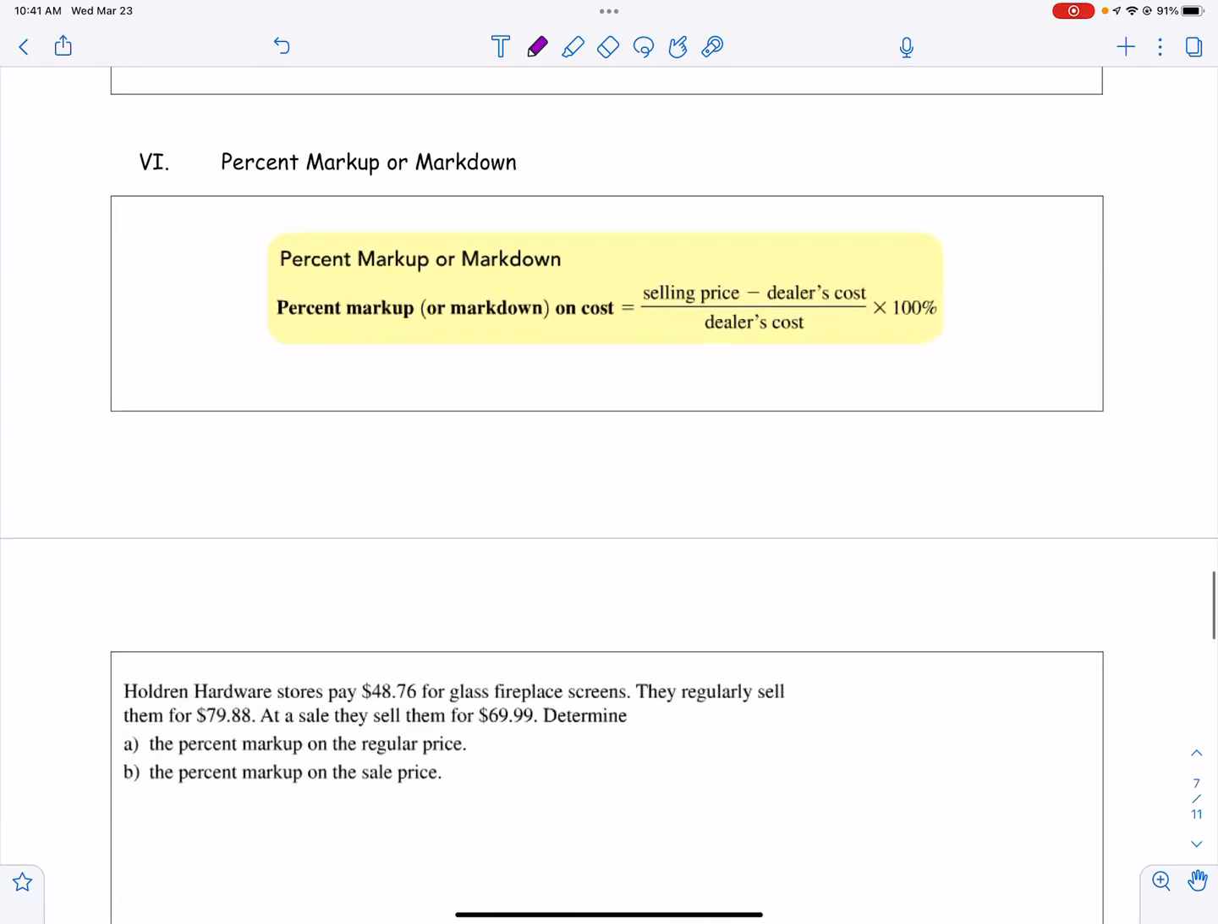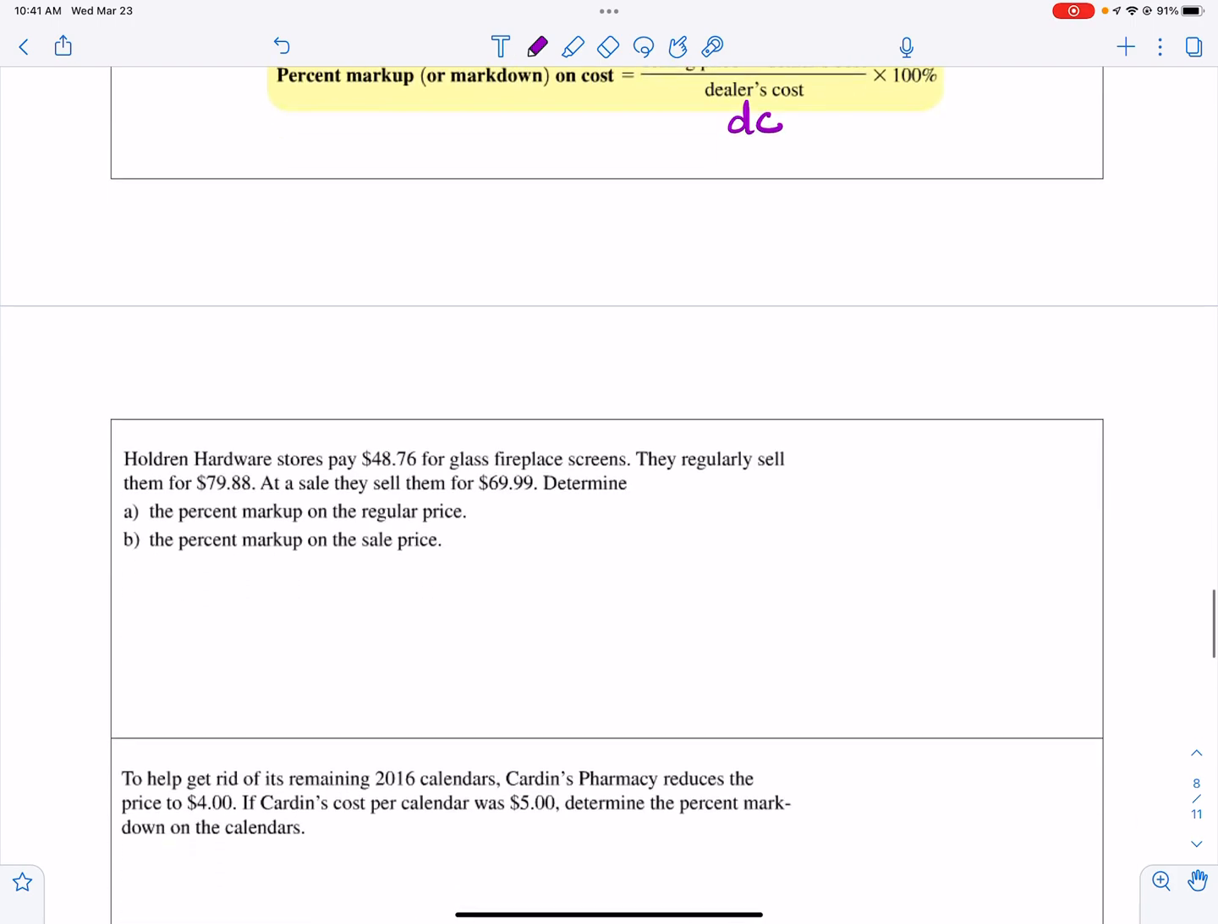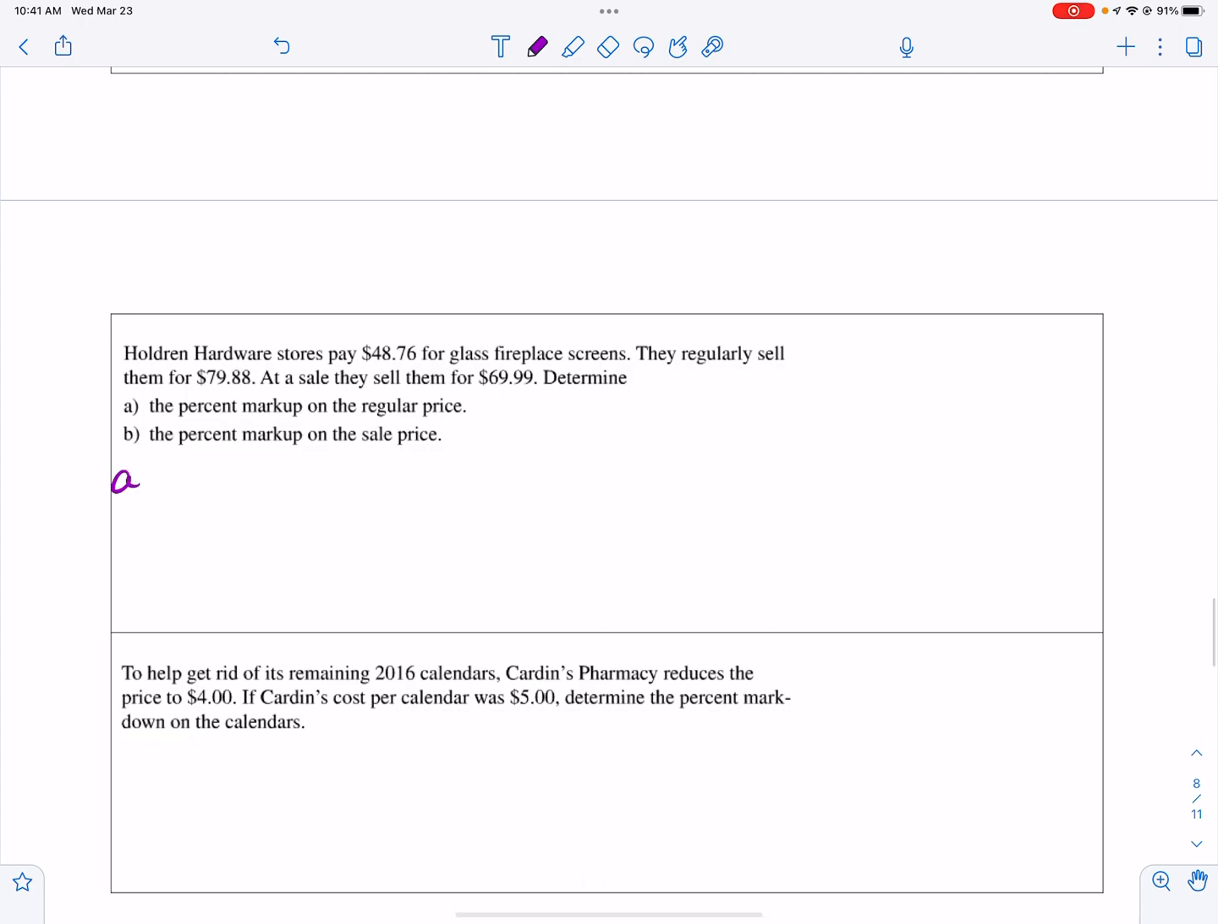Now we're going to look at the same idea, but we're going to be talking about percent markup and markdown. So markup, obviously, is an increase, and markdown is a decrease. So now, instead of having original and new and all that stuff, we have selling price minus the dealer's cost all over the dealer's cost. So again, the formula doesn't change. The thing that you are subtracting is always the number that you will be dividing by, okay? So this one is in two pieces.